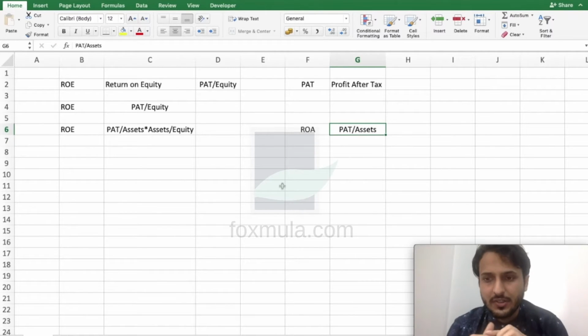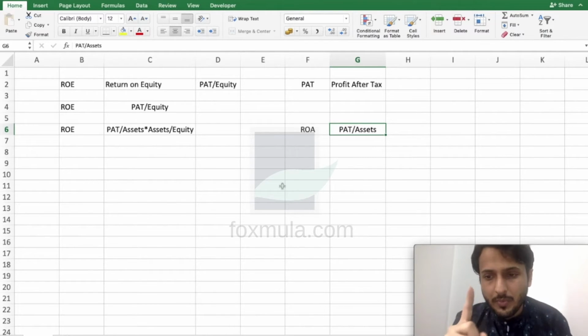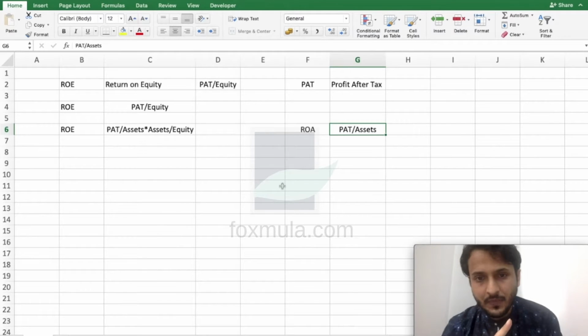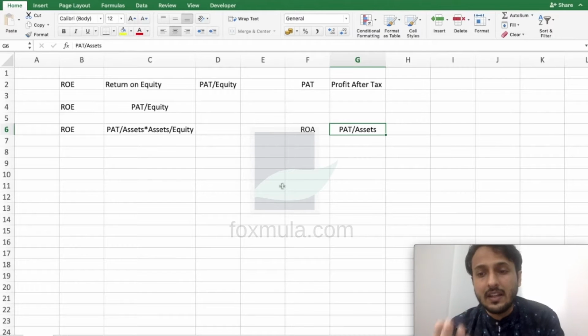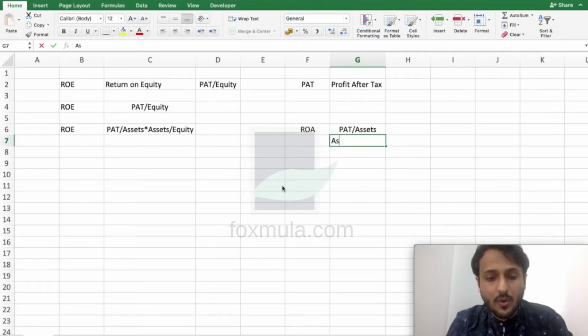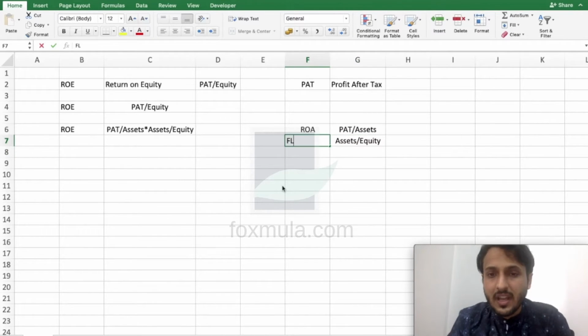It is very logical to see that return on equity is PAT divided by equity, and return on assets is PAT divided by assets. That means the profit generated by 1 rupee of equity is return on equity, and the profit generated if I create 1 rupee of asset is return on assets. Now the second ratio, that is assets upon equity, is basically known as financial leverage. This is a very important ratio to understand in the finance industry.